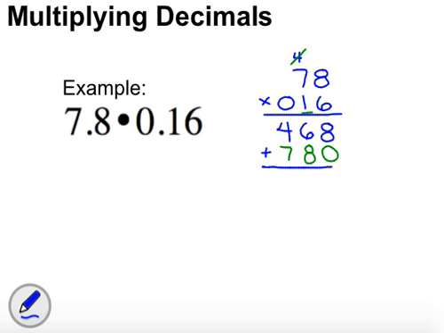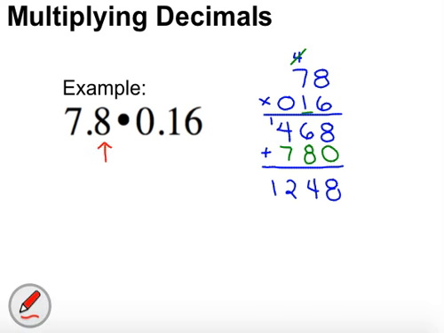Now I'm going to add these. 8, 14, carry your 1, and that would be 12. So it would appear that my answer is 1,248, but that doesn't make a whole lot of sense. You've got to think about your decimal point. So now you go back to your original problem.